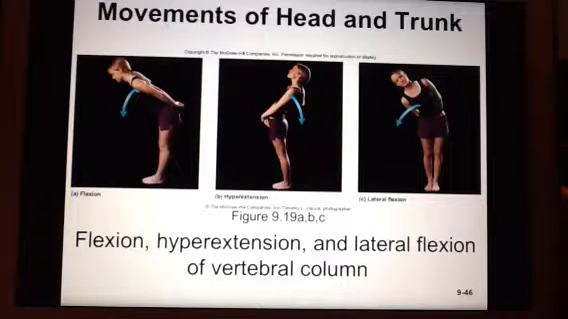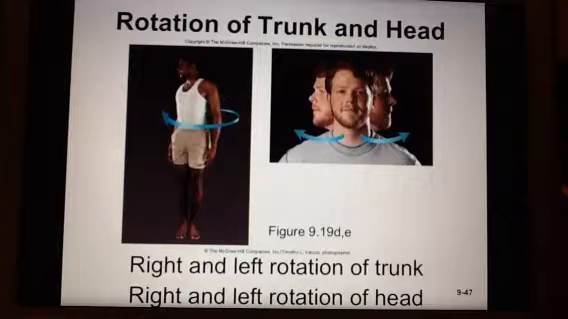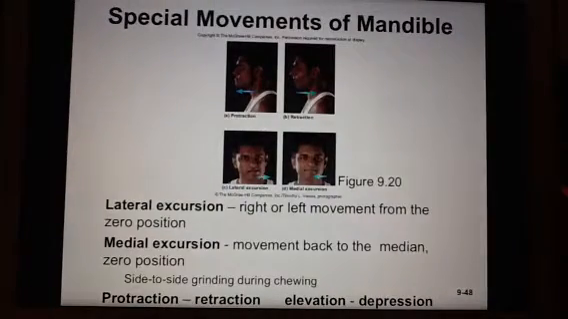Okay, and then we have movements of the head and trunk. We can see flexion, hyperextension, and lateral flexion of the vertebral column, and there's an example of each one. We can also rotate our head and our trunk. That's pretty obvious. Okay, we do have some special movements that we see in the mandible, and they're called lateral and medial excursion. Lateral excursion is right or left movement from the zero position. Medial is movement back to the middle. And we also see protraction, retraction, elevation, and depression when we are chewing.